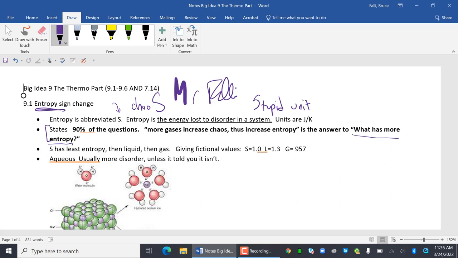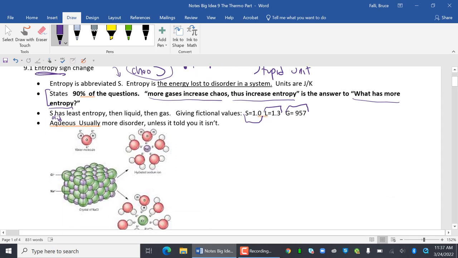So entropy is the energy lost to disorder in the system. Disorder means chaos. Most of the time, the question will say what has more entropy, and you'll say more gases increase chaos, thus increases the entropy. On this part, I put S, and solid has the least entropy. It's the least amount of disorder, least amount of chaos, then liquids, then gases. If I gave fictional values, a solid would be 1, a liquid would be 1.3, and a gas is 957. So it's so much more that one gas dominates everything.